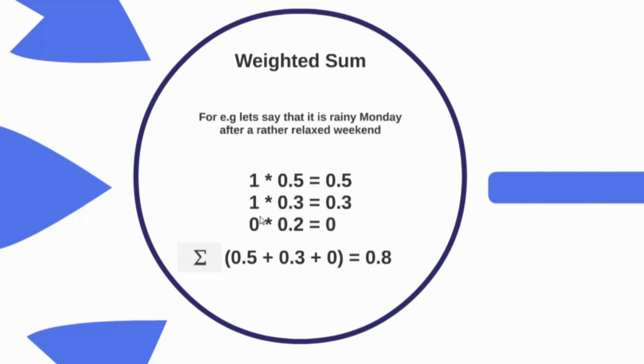So that product is 0.5. The next parameter is the situation. So it's a Monday morning, so there's a lot of work to do, and the importance is 0.3. So the product is 0.3. And the last one is the sleep deprivation. Since we had a relaxed weekend, so we are all good on the sleep, so therefore it's a 0. Now this product becomes 0. Now if you sum all of this, the output is 0.8. Alright, so far so good.